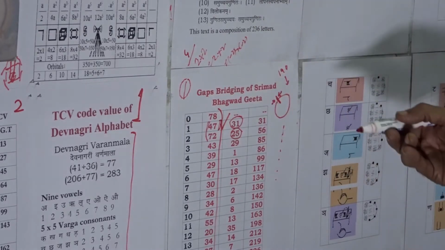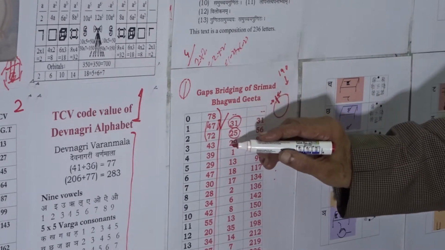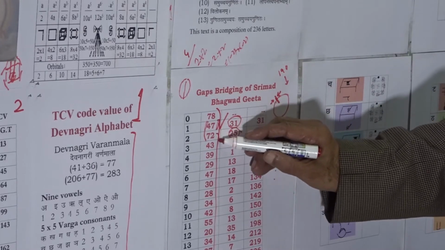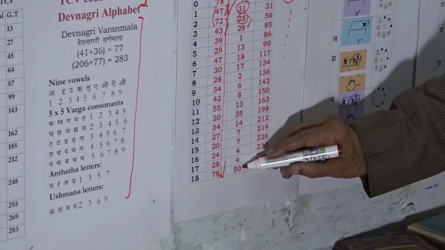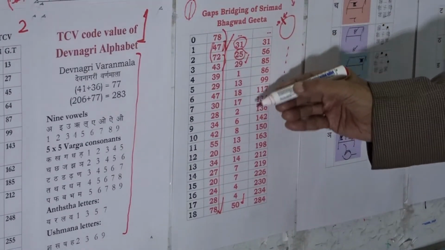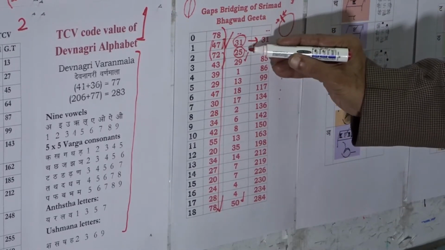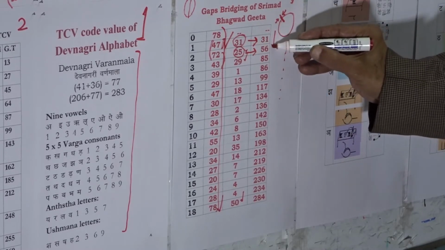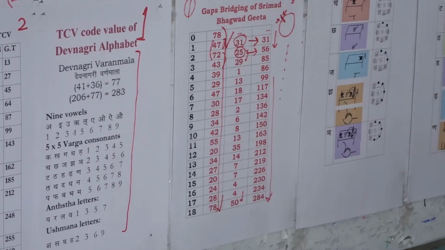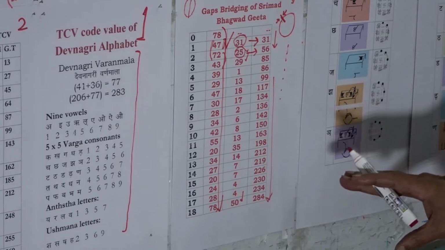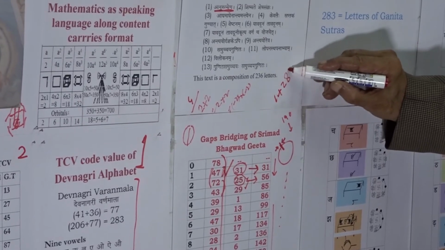As such, we have to take the absolute value of the difference between the consecutive values. Now here it will be 25, then 72 to 43, 29, and ultimately from 28 to 78 the value will be 50. Let us count these values. The first gap value is 31, the second is 25, the summation value would be 56, and ultimately we reach the value 284.